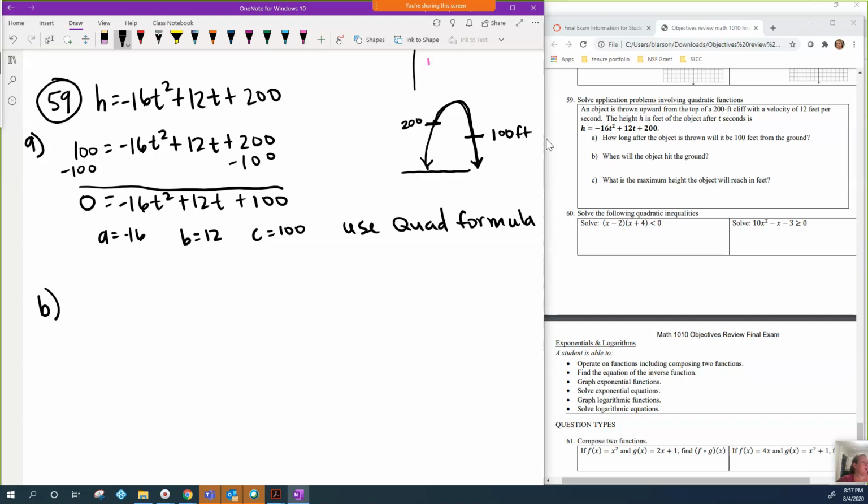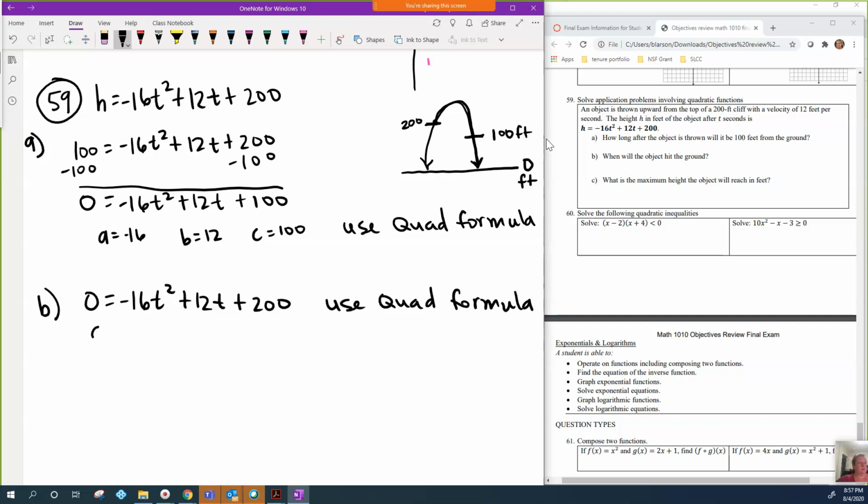Well, here is my ground, and here is where the height is 0 feet. So that's what I'm going to put in place of h this time. And then, again, use the quadratic formula. Or you could try and factor it, see if it will factor, but a lot of times these don't. And so a lot of times students will just go and use the quadratic formula on that. Okay. So on this one, A is negative 16, B is 12, and C is 200. Right, but we'll still use the quadratic formula on that.